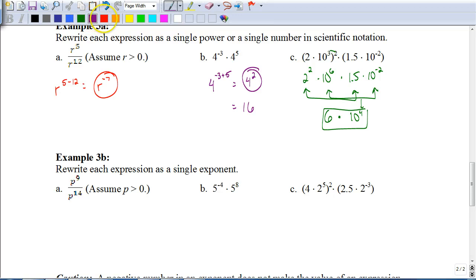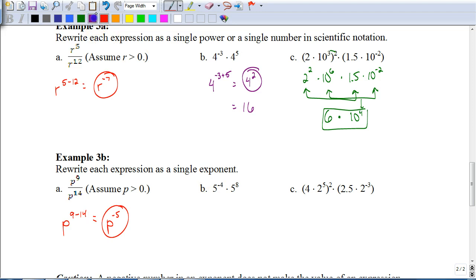Okay, so here's what you should have for this one. Subtract the exponents, 9 minus 14 is negative 5, so I have p to the negative 5th power. Now don't get hung up on this, this is just saying that p has got to be greater than 0, because if they didn't say that, then there would be a situation here where we might have an asymptote, because you can't divide by 0.